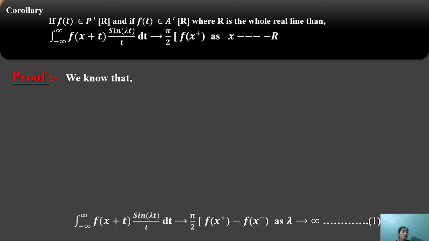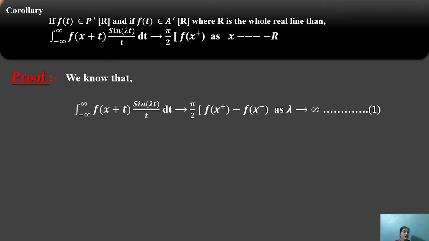We know that the Fourier integral form f(t) will be generated as p dash r and a dash r. Then the equation will be generated: the integral from minus infinity to infinity of f(x+t) sin(λt)/t dt changes to the form π/2 [f(x+) ± f(x−)] as λ tends to infinity. This is the first equation.